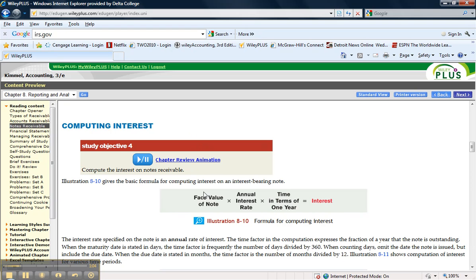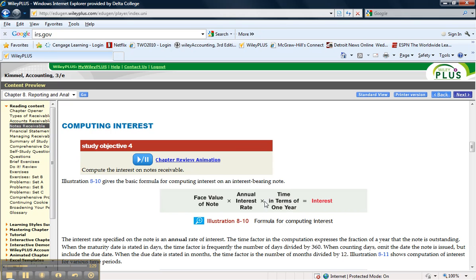So here's the formula for calculating interest. It's just the face amount of the note times the annual interest rate. And anytime you see a percentage rate, it's going to be an annual rate. So when you multiply a face amount of the note by a percentage rate, you're going to get an annual amount of interest. But most of the time, you're not trying to compute an annual amount. You need some fraction of a year.